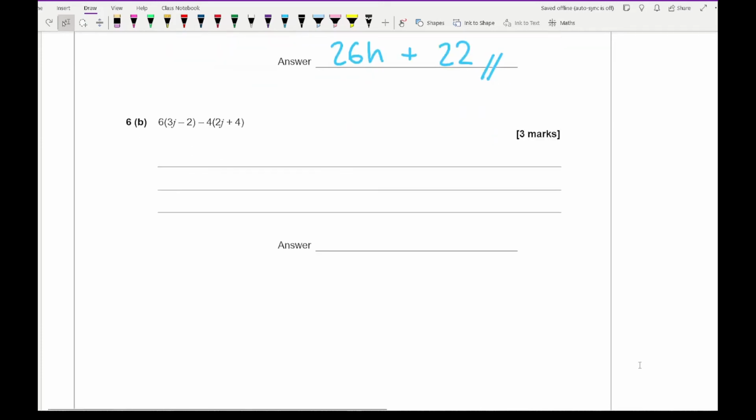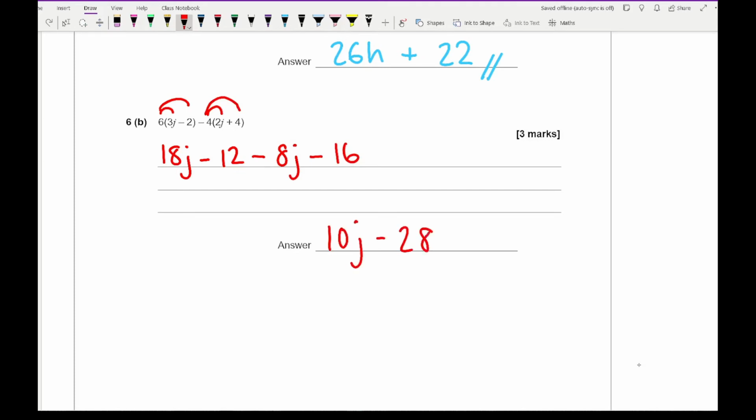Then doing the exact same with 6b. However, we've got negative, so you just need to be careful. So here this is going to be 18j minus 12. And then we've got minus 4 times 2, which is 8j. And then a minus times a positive is a minus, and 4 times 4 is 16. So collecting all of these, I get 10j minus 28.